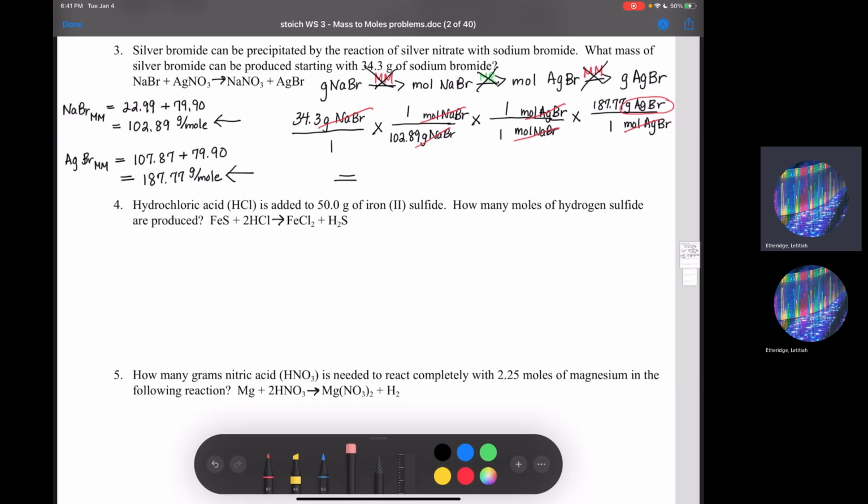34.3 divided by 102.89. Leave the 1 and 1 alone. Multiply by 1, divide by 1 is still that number. Multiply by 187.77, and you end up with an answer of 62.6. So really 60. Remember, don't forget your units. That is going to be grams of silver bromide. And that is the answer to number 3.